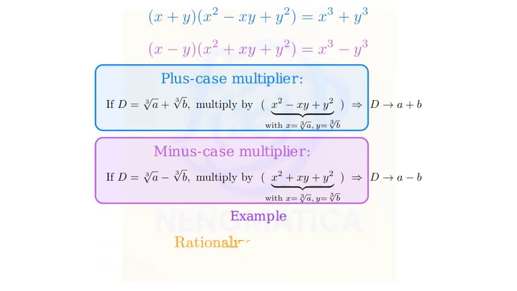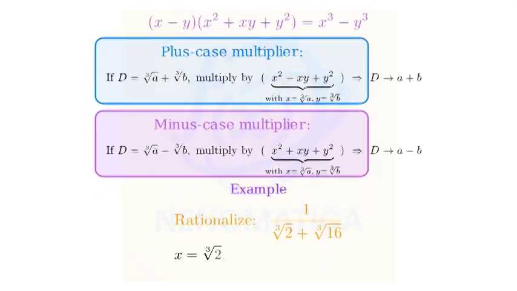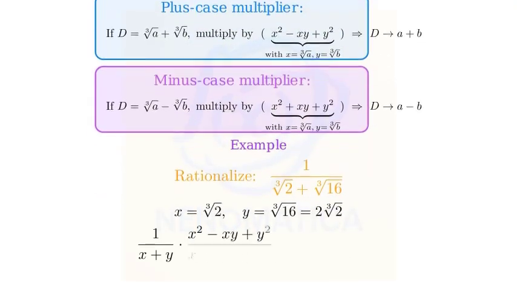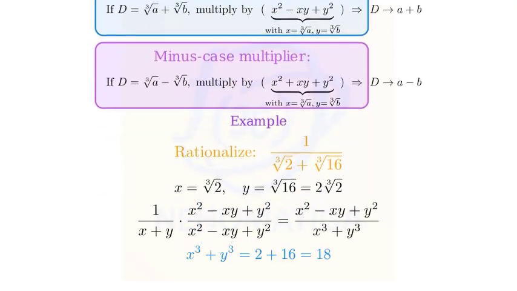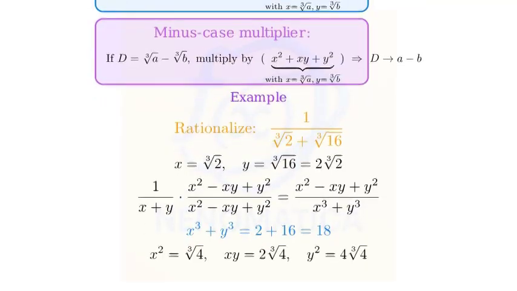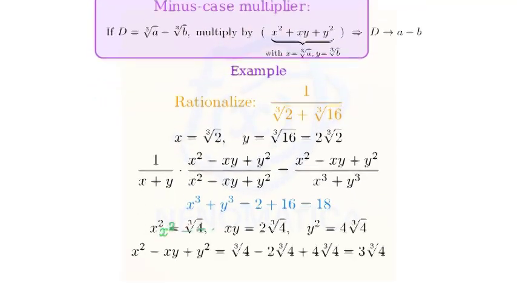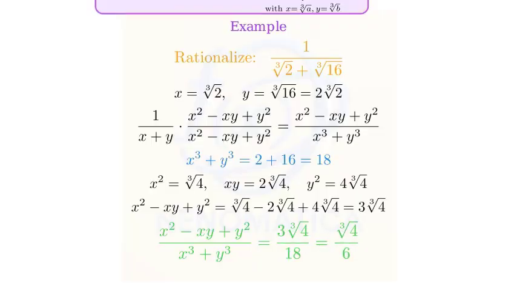Example: rationalize the denominator of 1 over cube root 2 plus cube root 16. We take x equals cube root 2 and y equals cube root 16, which is 2 times cube root 2. Use the plus rule and multiply by x² − xy + y². Watch the denominator become a plus b. That is 2 plus 16 equals 18. Then simplify the numerator carefully.